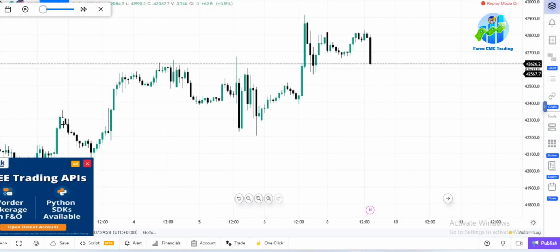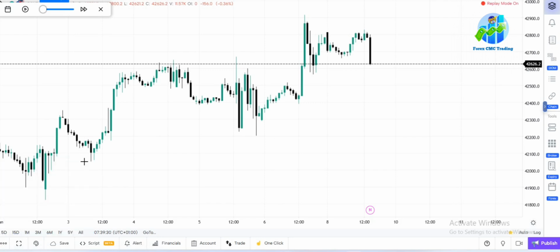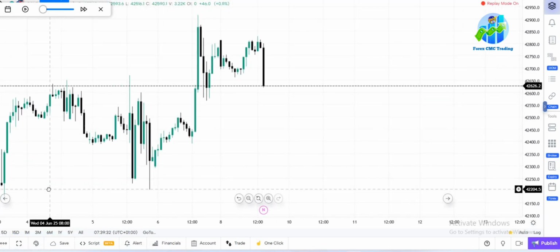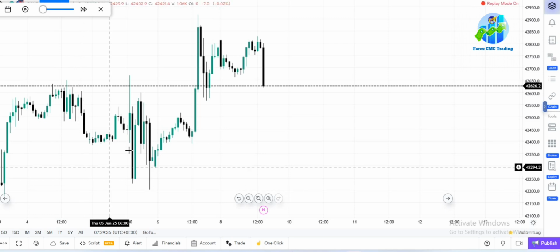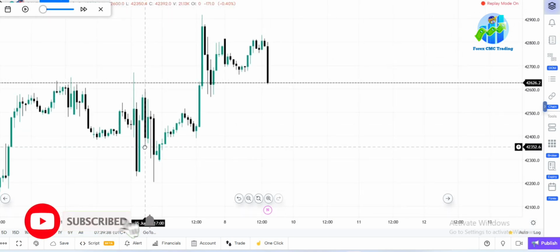Now, in today's episode, I'll be bringing you the trade I took on US 30 using a very simple strategy. Very simple strategy, guys. And meanwhile, I shared this trade in my community.